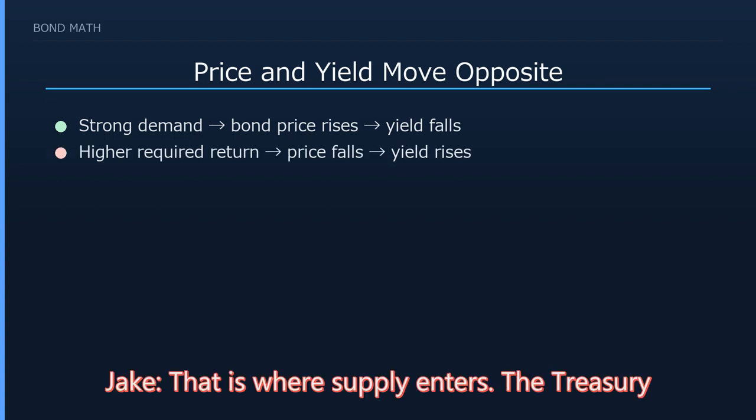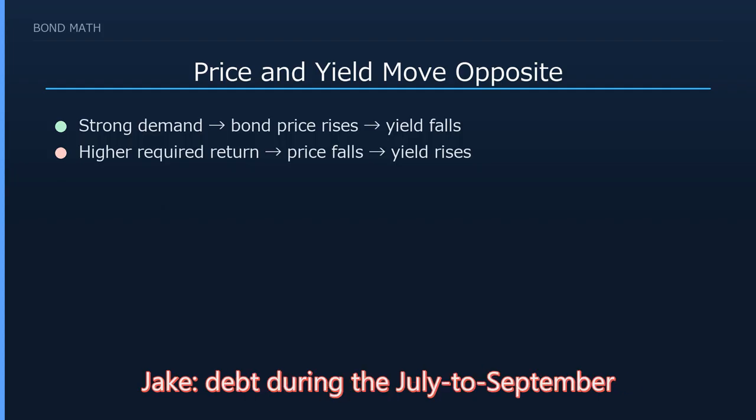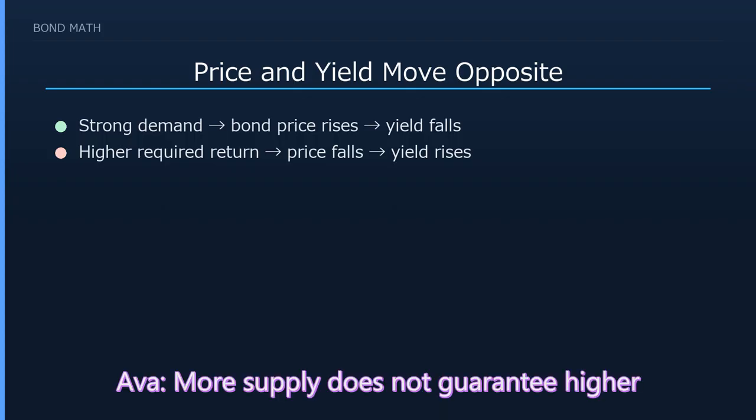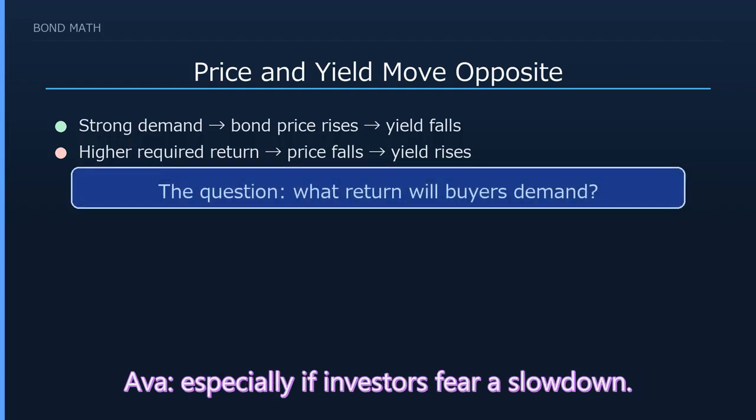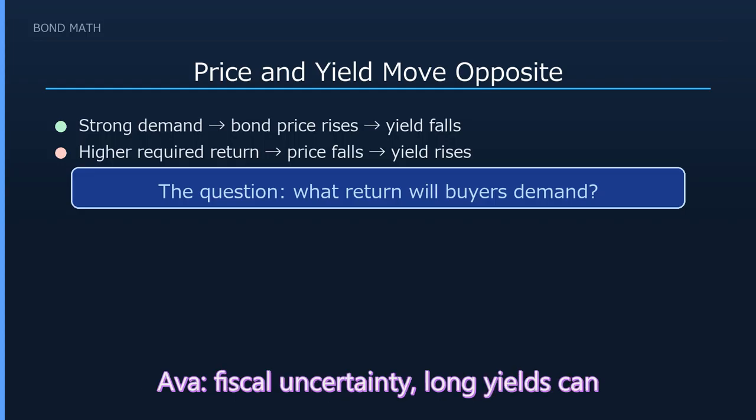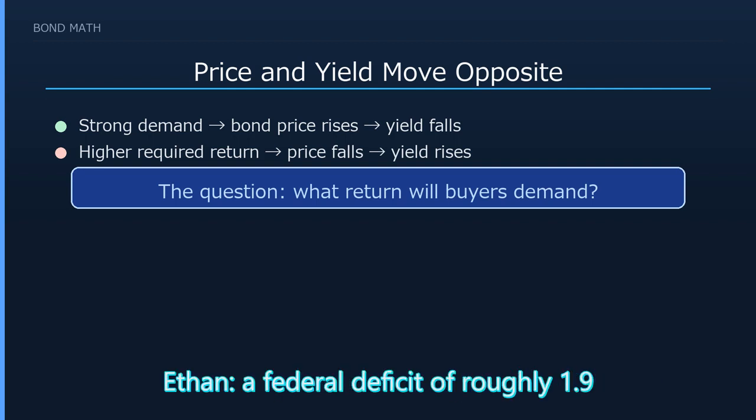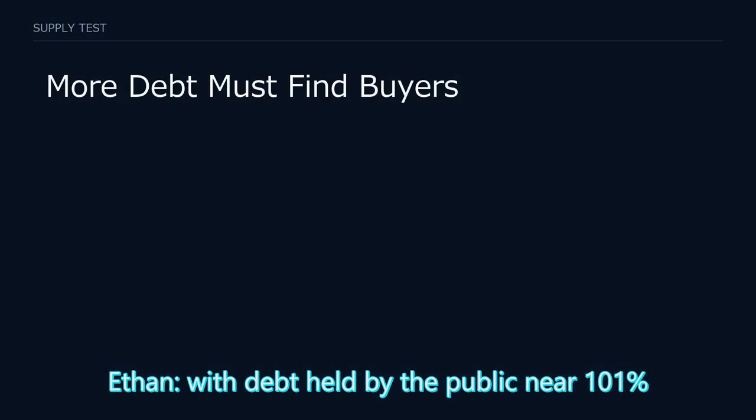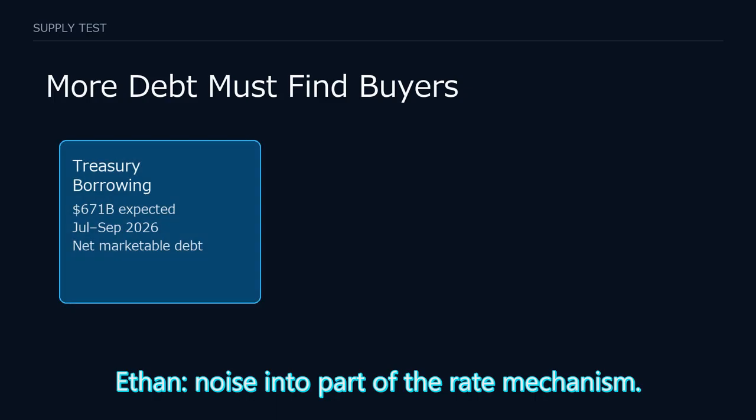That is where supply enters. The Treasury expects to borrow $671 billion in privately held net marketable debt during the July to September quarter. More debt has to find buyers. More supply does not guarantee higher yields. Demand may rise at the same time, especially if investors fear a slowdown. But if supply grows while buyers demand more compensation for inflation or fiscal uncertainty, long yields can remain firm even as the Fed eases. The Congressional Budget Office projects a federal deficit of roughly $1.9 trillion for fiscal year 2026, with debt held by the public near 101% of gross domestic product. That turns Treasury issuance from background noise into part of the rate mechanism.